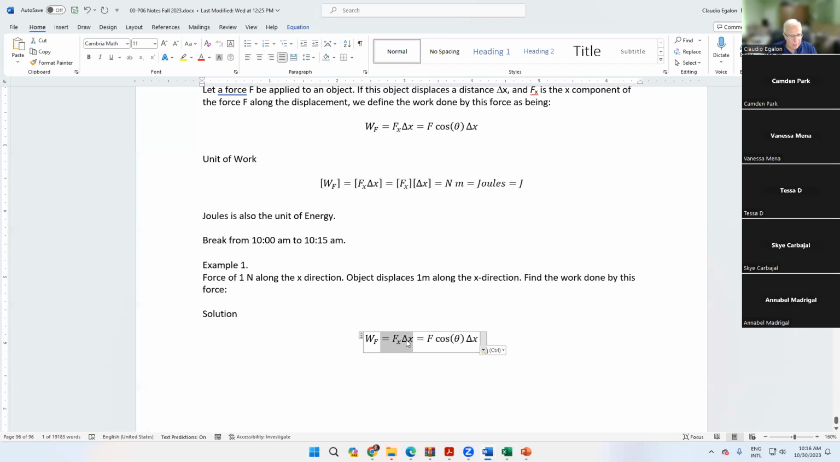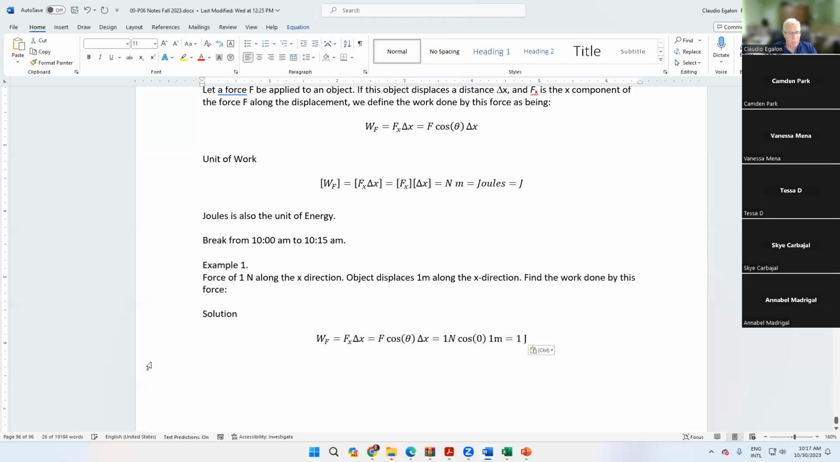Here we have the angle between the force and the direction of displacement is 0 degrees, right? So I can put 0 degrees here. Here is going to be 1 Newton. Here is going to be 1 meter. And then we get 1 joule of work done.